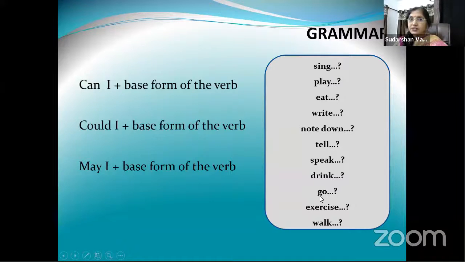Can I? Could I? May I? Plus the base form. Go is the base form. The other forms are goes, went, gone. Those are the other forms.